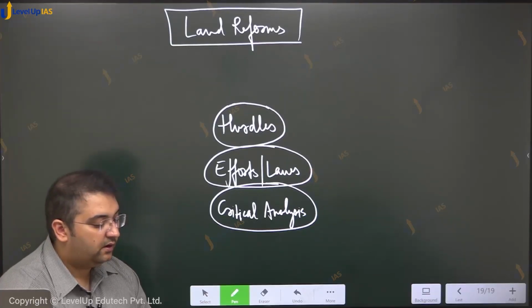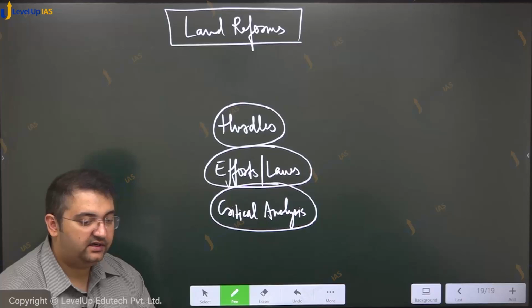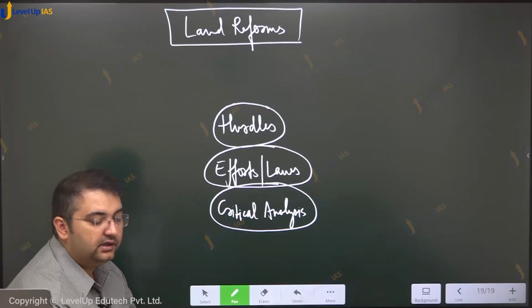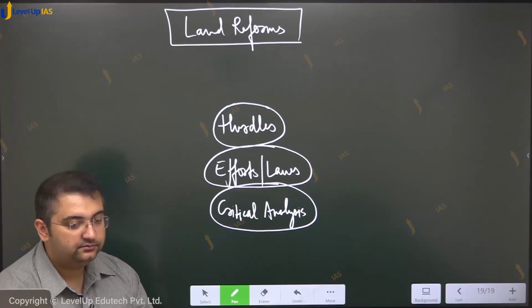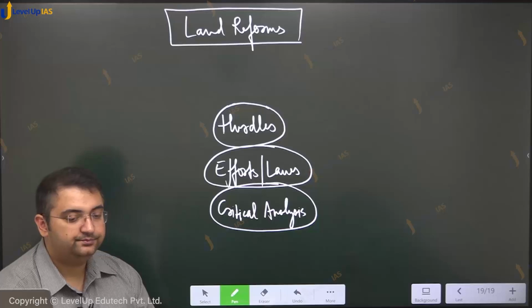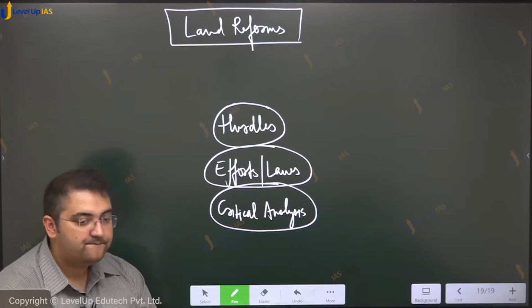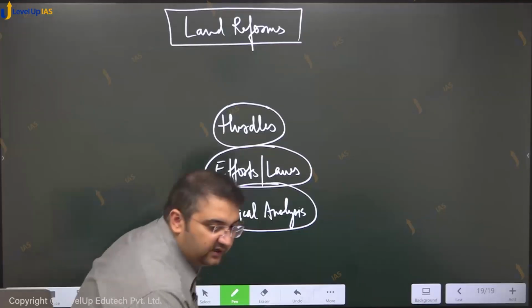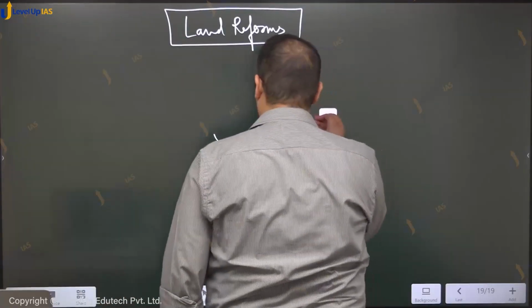Lastly, the constitution makers had made the right to property a fundamental right, which would have made land distribution legally impossible. Okay, these were the different hurdles in the path of land reforms.